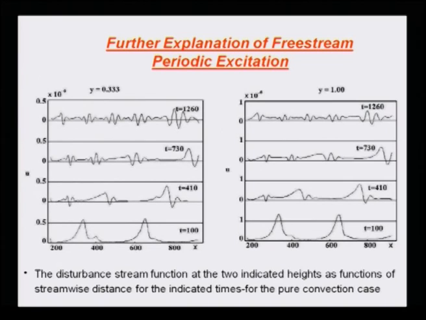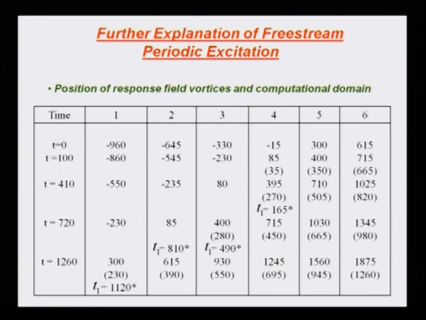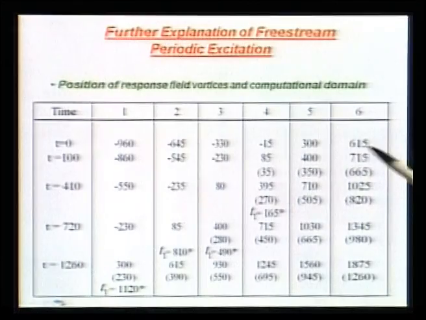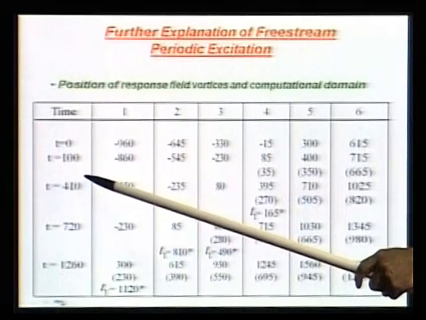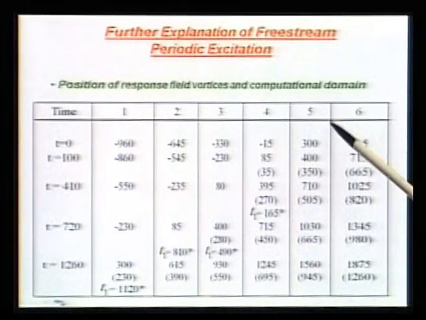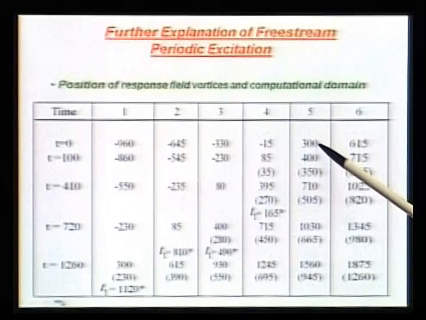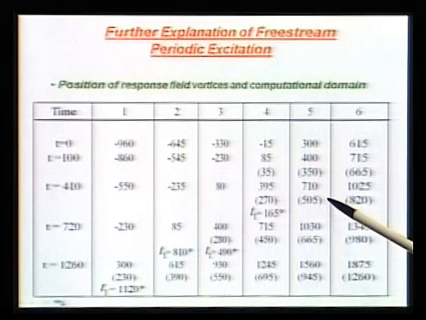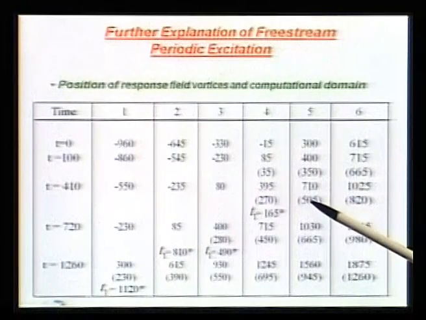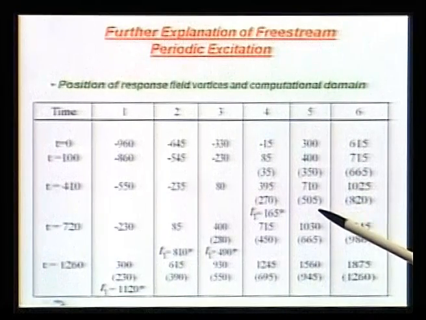Now, anything on this side does not make sense, but the next frame that we showed is at t equal to 410. So now this vortex, which was initially at 300, has gone to 710 in the free stream. The corresponding response field would be seen at 505.